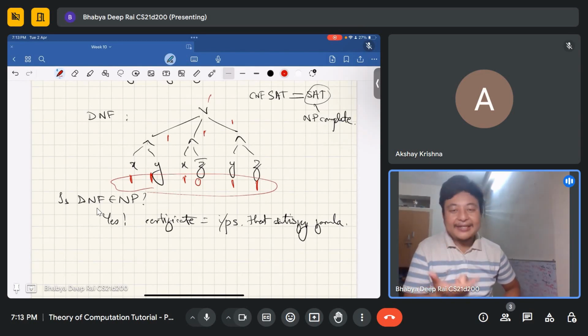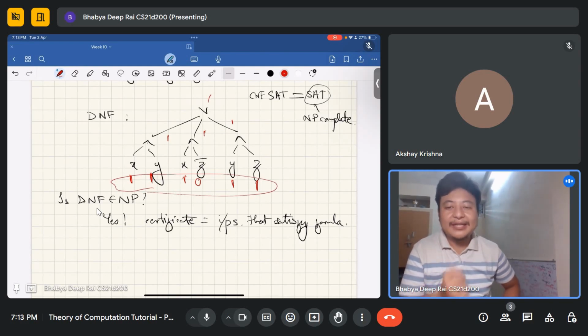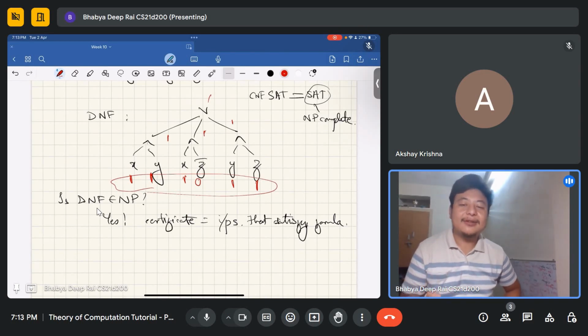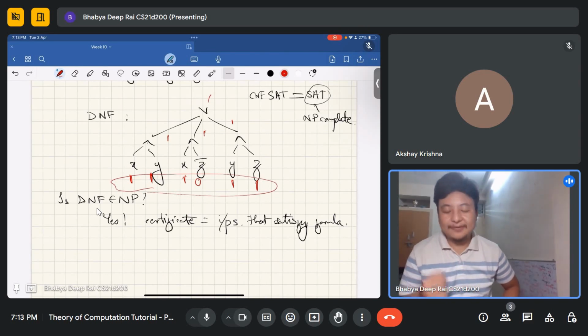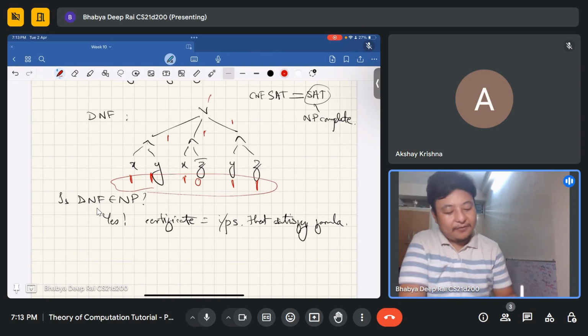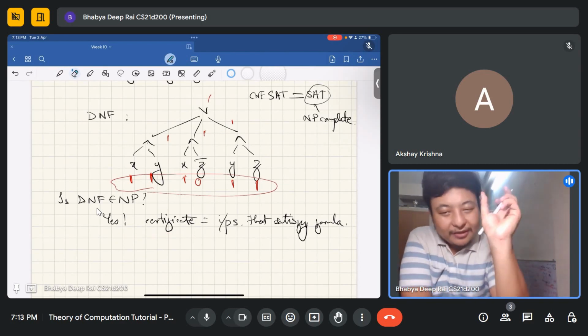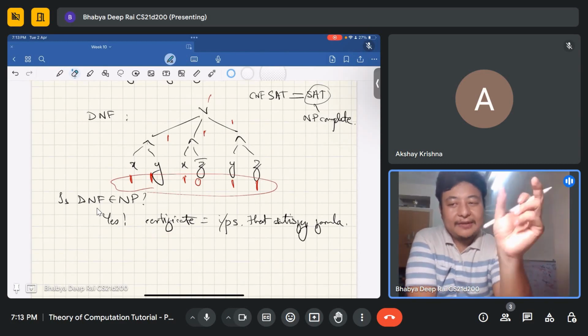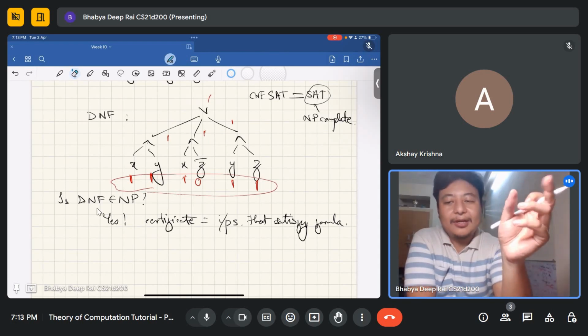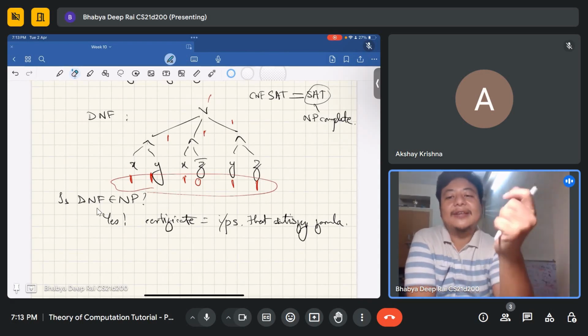And this is a valid certificate, right? A certificate that satisfies my formula is a valid certificate for certifying that this language, whether my formula is satisfiable or not, is in NP because of the definition of NP. Again, to explain it, to check whether a formula is satisfiable or not, it is enough for me to give you a satisfying assignment.